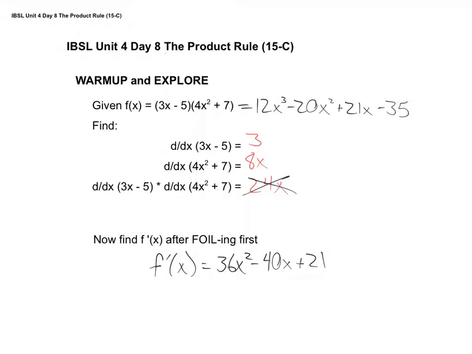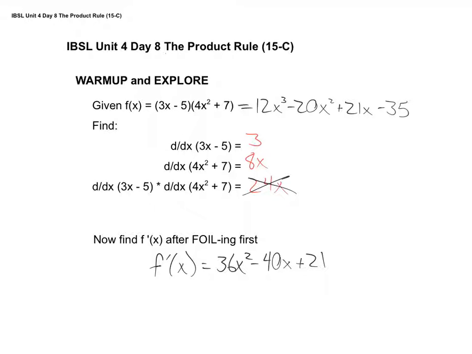However, we don't want to have to FOIL it out every time. Especially, let's say it was (3x - 5) to the 8th power times (4x² + 7) to the 5th power. We definitely don't want to have to FOIL that whole thing out. Okay? So there's got to be a better way. And that's where we come in with the product rule.